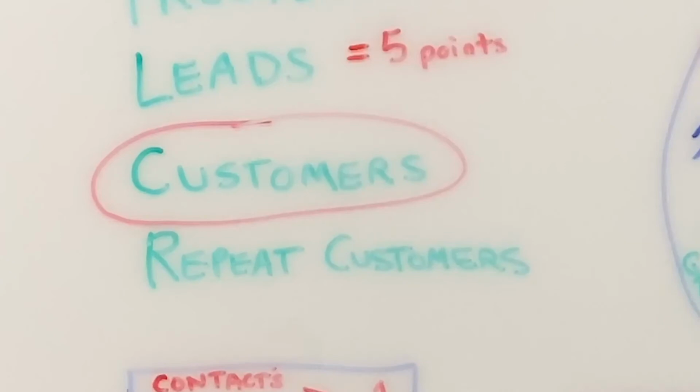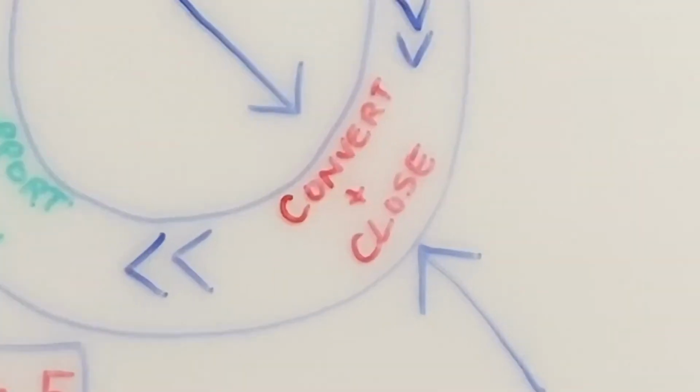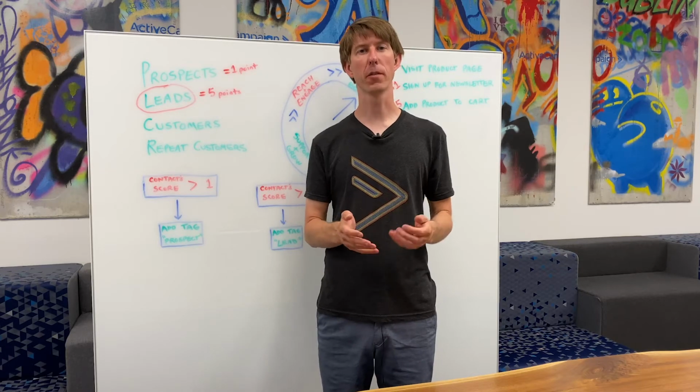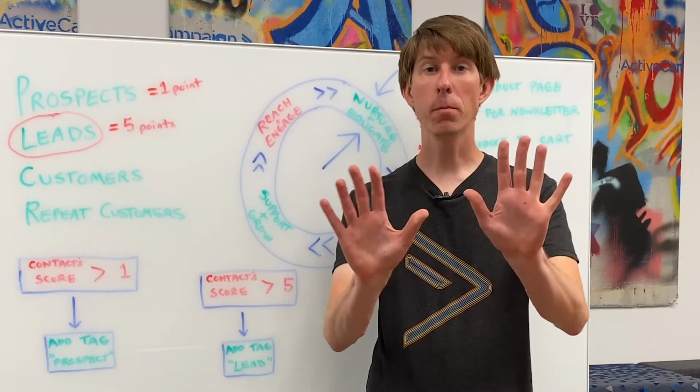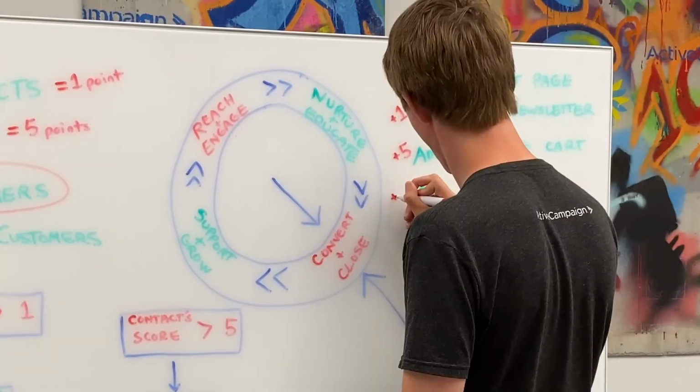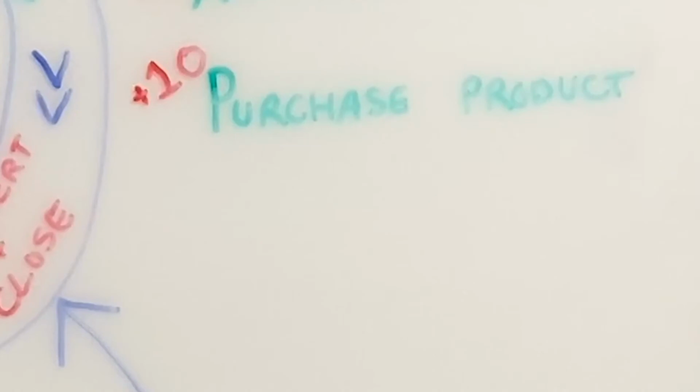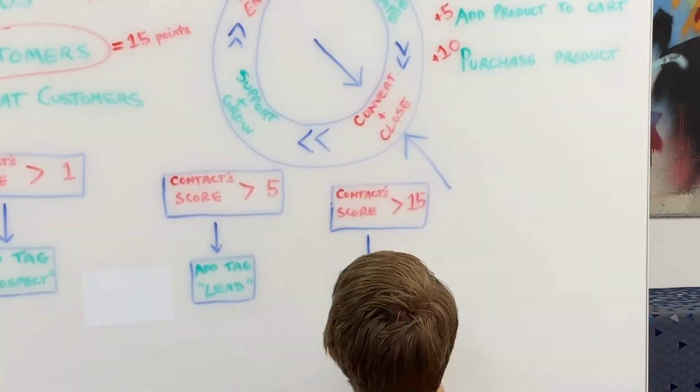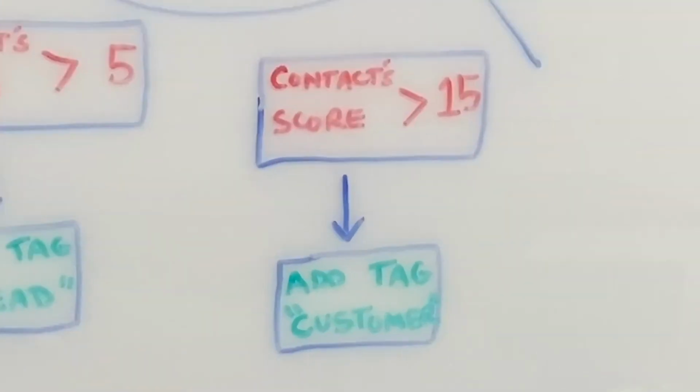Customers are contacts at the convert and close stage of the customer lifecycle who have made their first purchase. We'll add 10 points to their score when they make a purchase. We'll also create an automation that tags them as customer if their score is above 15 points.